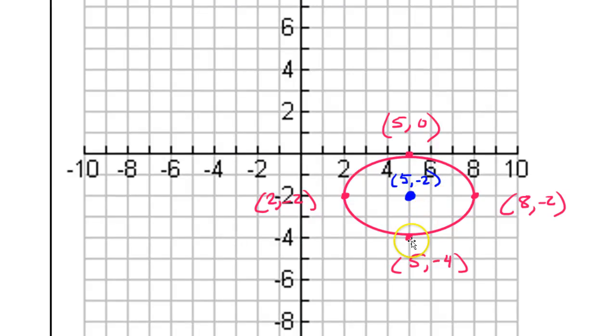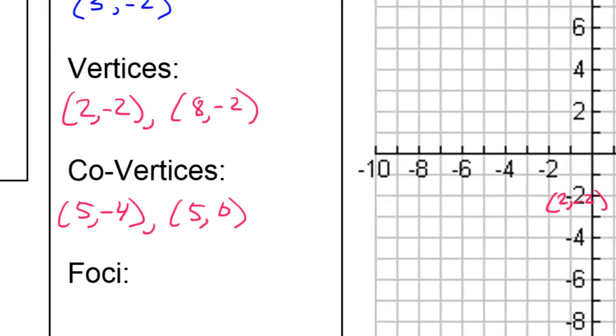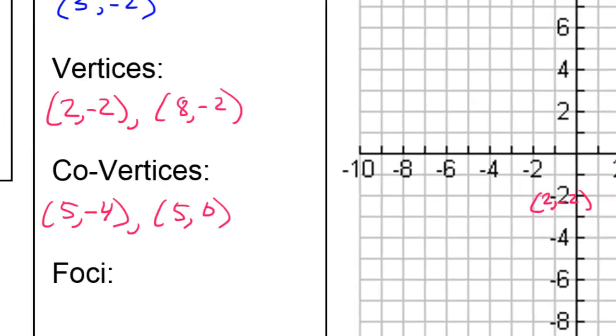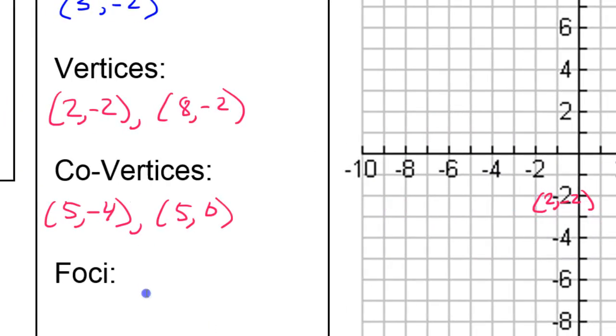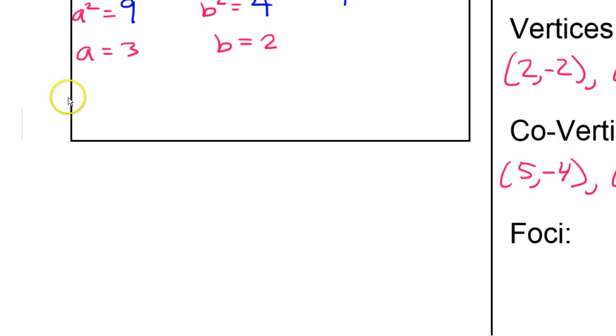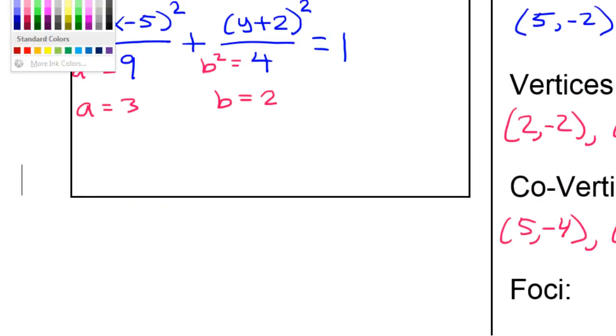Okay, that's pretty neat. Now, how about those foci? Now, keep in mind that the foci will always be on the major axis. They will be going the long way, just like the vertices. So my foci will be horizontal. So, to find the foci, I need the c value. All right, we've got our a value, we've got our b value, we need the c value for the foci.